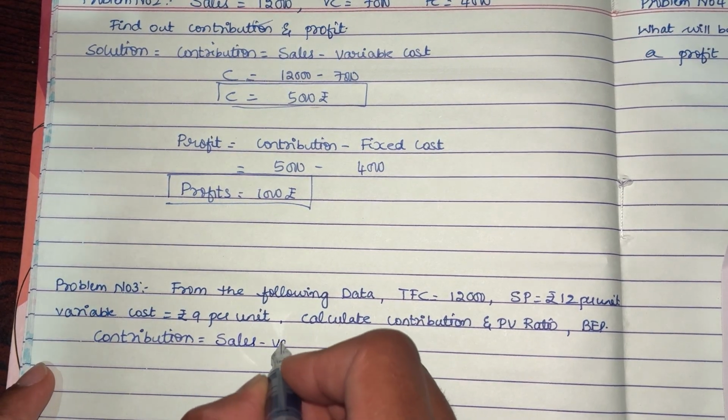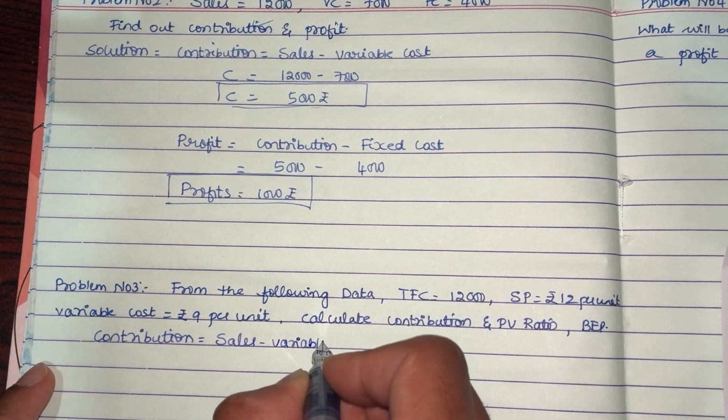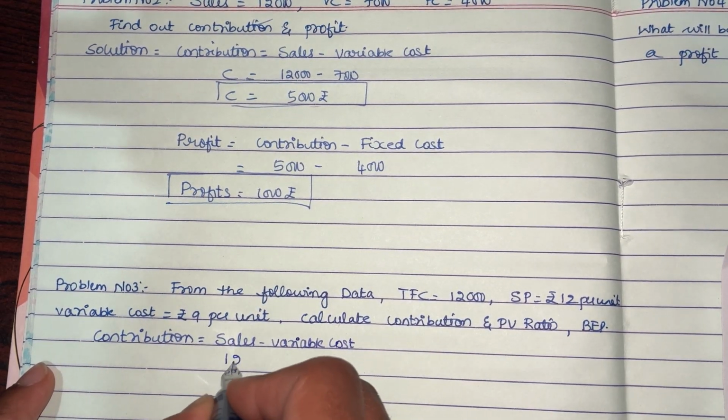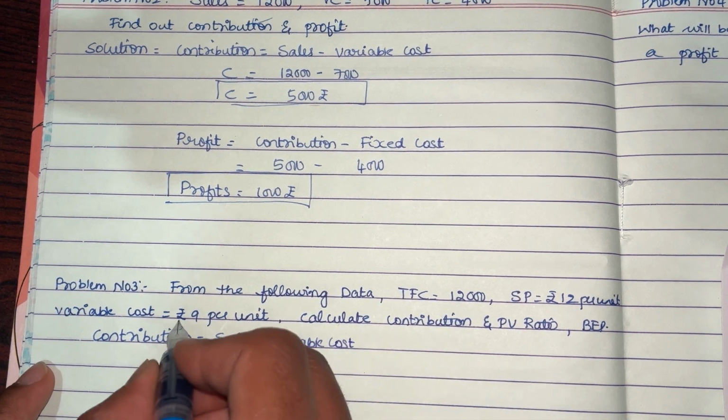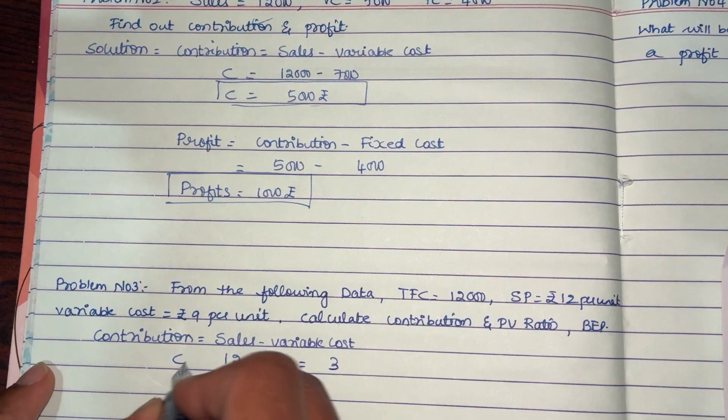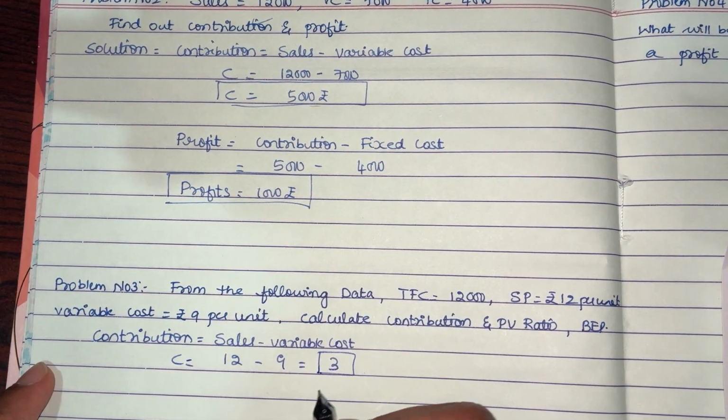Sales minus variable cost. What is selling price per unit? 12 rupees. What is variable cost per unit? 9 rupees. Now what is contribution? 3 rupees is our contribution.